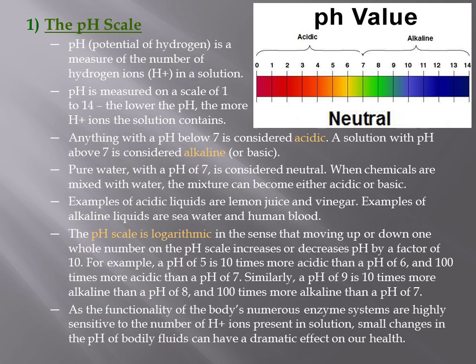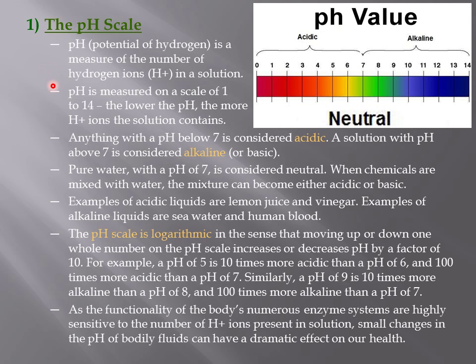Greener Grass's Alkalizer is our most alkalizing product, and as a result I'd like to start off with a little background information about something called the pH scale. pH is an acronym that stands for potential of hydrogen, and it's a measure of the number of hydrogen ions, specifically H+ ions, in a solution.